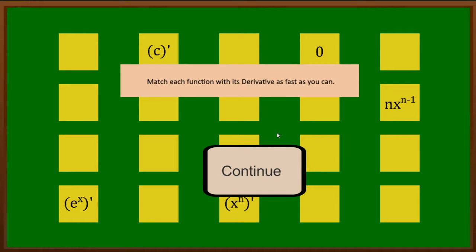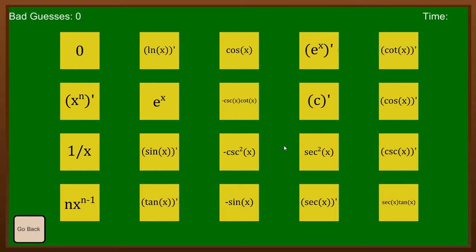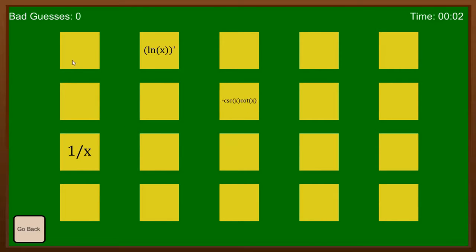So with this one, it's a basic matching game. It's a memory game. They're going to have a function and its derivative, and they need to figure out the pairs and match them as quickly as they can without guessing too many incorrect matches. Okay, I got a couple. Oh, all right, let's see. Okay, cool.